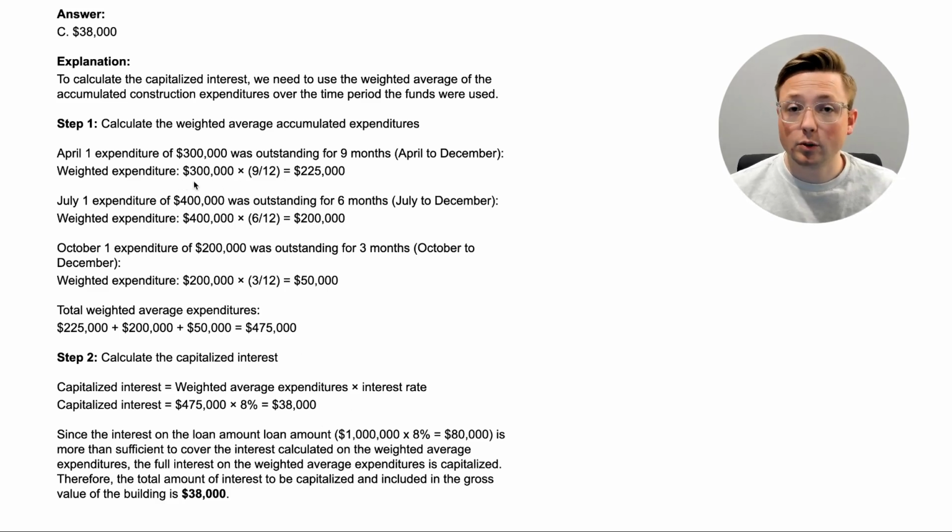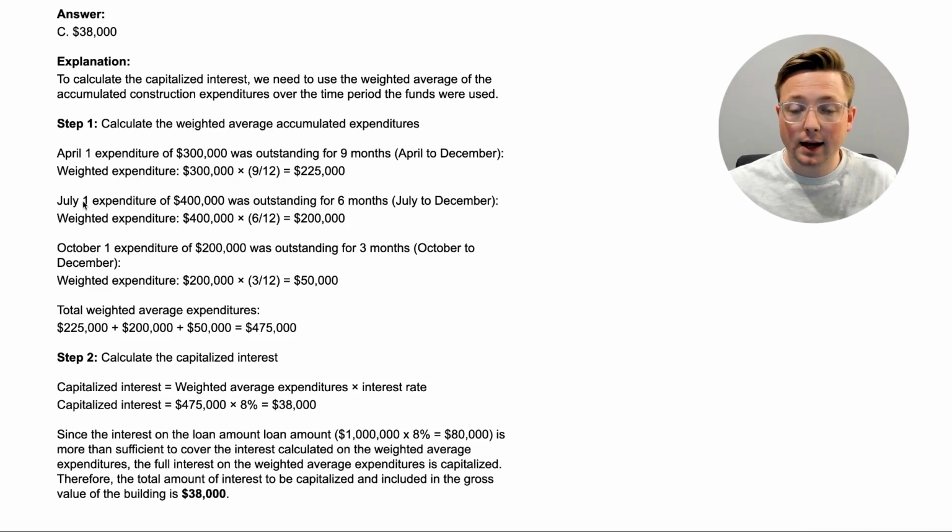And one thing I also want to point out is that this is one of the ways you can calculate this. I think this is the much easier way. Technically, you can also take $300,000 and only multiply it by how long that was outstanding. So until the next expenditure. So April 1st, so April, May, June, that's how long this was outstanding by itself. So one of the ways you could do it is do $300,000 multiplied by 3 divided by 12.